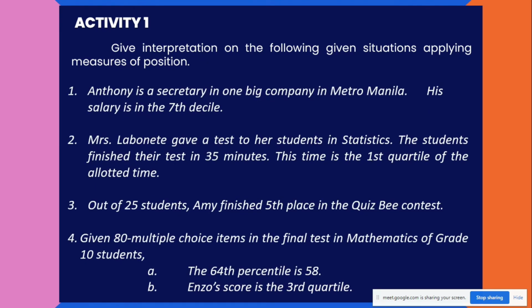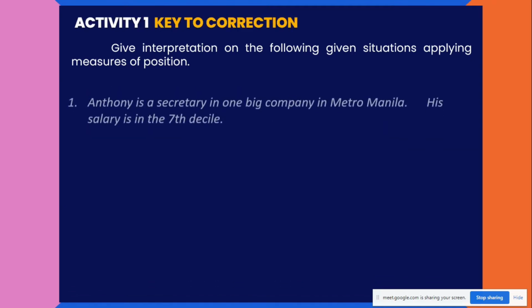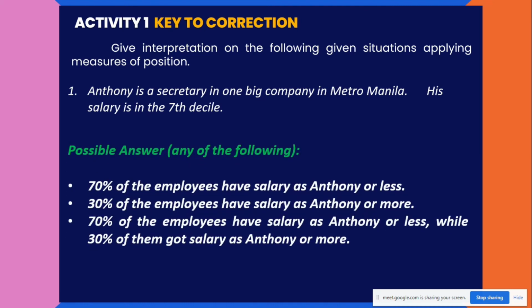Anthony is a secretary in one big company in Metro Manila. His salary is in the 7th decile. Sige daw, isa-isahin natin na. Number 1. 7th decile. Ilang percent yung 7th decile? 70%. So, sama na 70% diha? Less than or greater than? Less than. Okay, correct. Sige daw. Ato-adang i-reveal. Okay, that's correct.